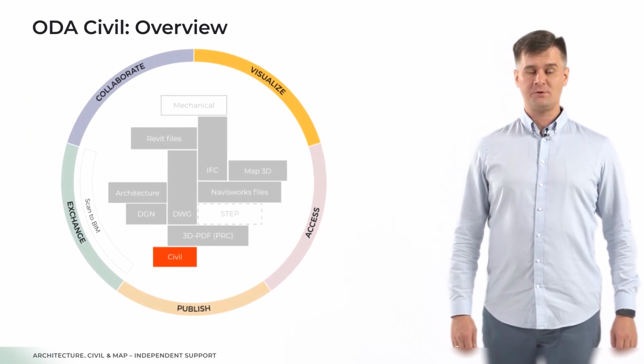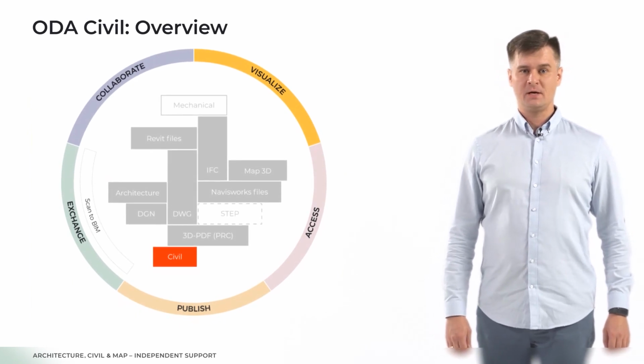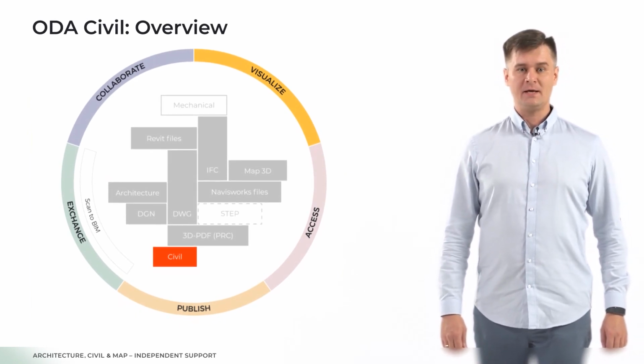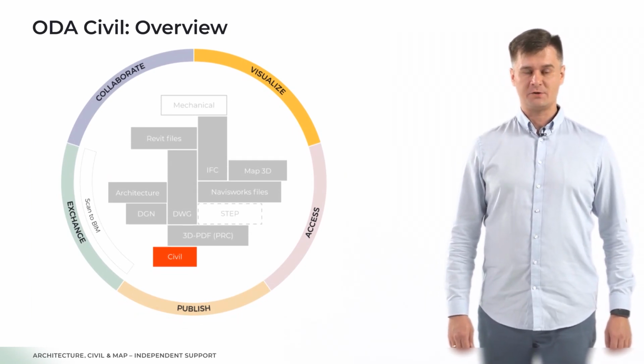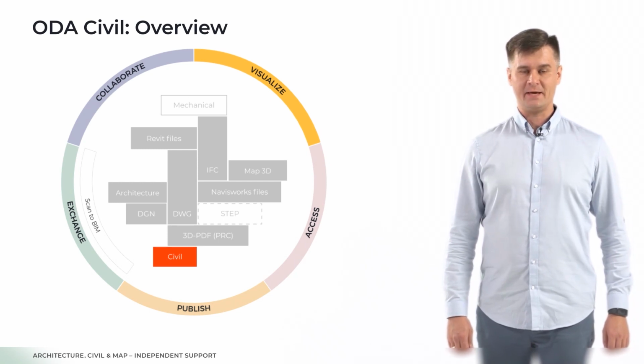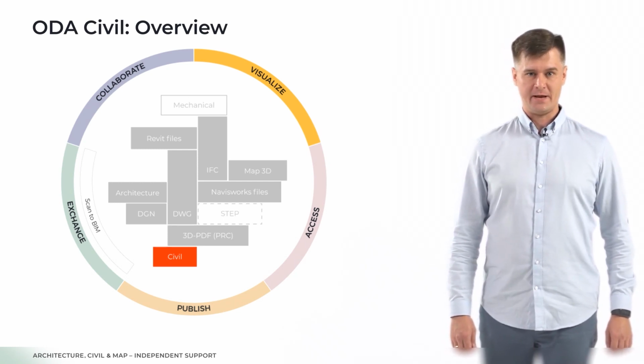But architecture objects do not exist in isolation. To design a house, you need land survey, earthworks, as well as pipes, roads, and other infrastructure objects. ODA Civil SDK is designed to handle these areas.